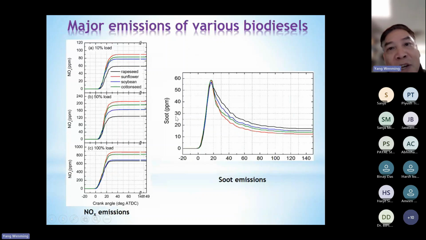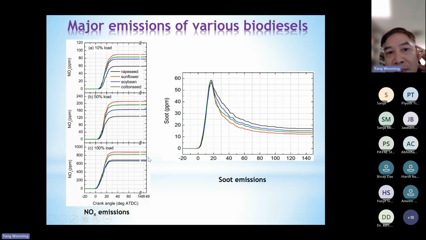So here we show you the major emissions. Here's the major emissions of the 4 types of biodiesel. First one is the NOx emission. So you can see the rapeseed. The NOx emission has the lowest value at the 3 different engine conditions, correct? So it has the lowest value.